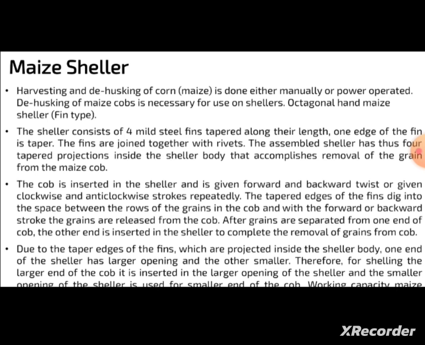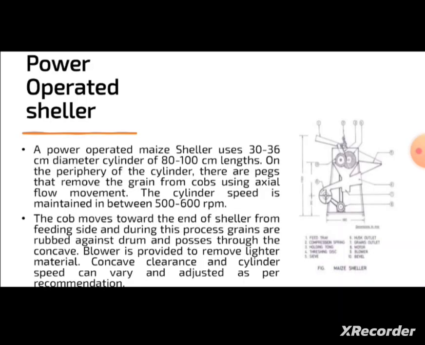Due to these operations, the maize, or the corn, will be separated from the cobs, and this one will be power operated. The difference is that the power source is electrically given to this one. Before that, the hand operated one works by means of human effort.